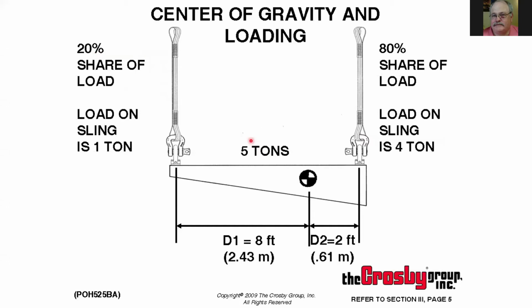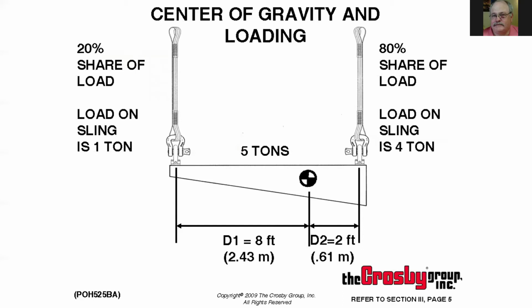20% of 5 tons, which is my total weight, says that this sling is seeing 1 ton of vertical force, where here we have 8 foot divided by 10 is getting 80% of the share of the load. 0.8 times 5 ton is 4 ton. This sling is seeing 4 ton share of the load. And so in this case, now we know what share of the load. So now with knowing what share loads, then we have to work out if we're loading them at angles.